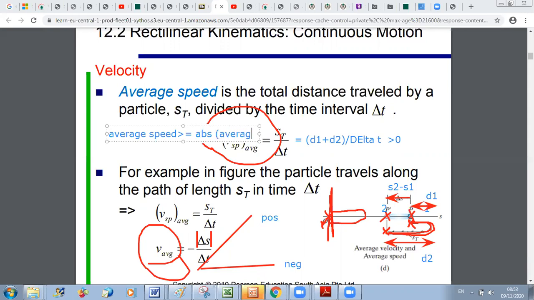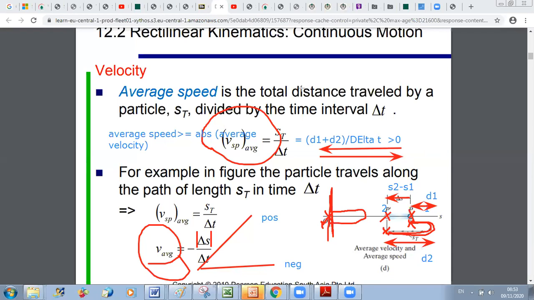Why? Because look, they can be equal in one case only. What is the case? If I go straight. If I go straight, okay, then V average and average speed will be equal if I am moving in the positive direction. And if I'm moving in the negative direction, the average speed is equal to the absolute value of the average velocity. Because if I'm going to the left, the average velocity will be negative. However, the average speed will always be positive, but they will be equal in magnitude.